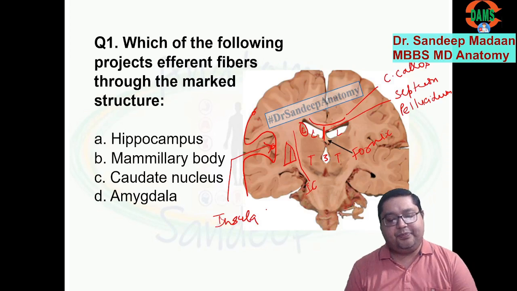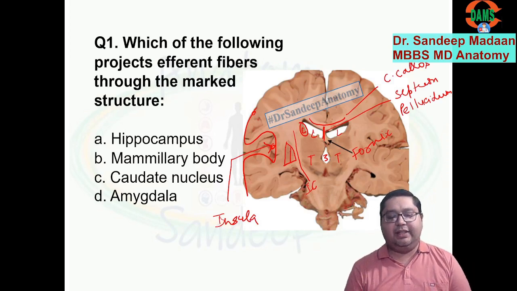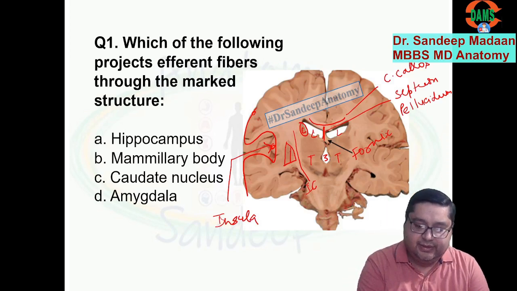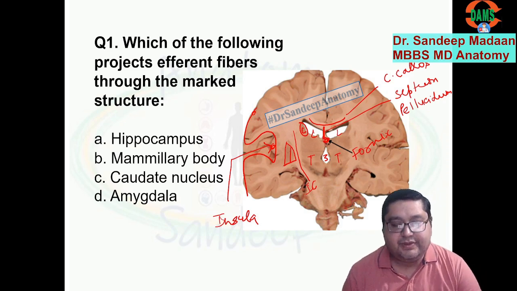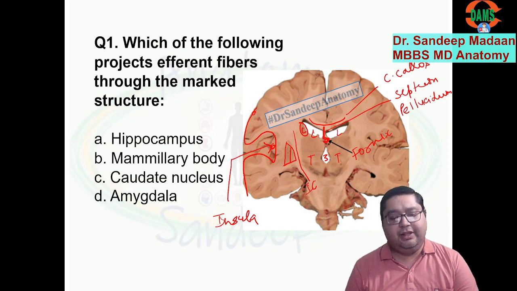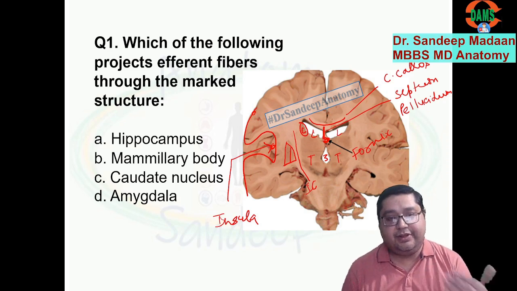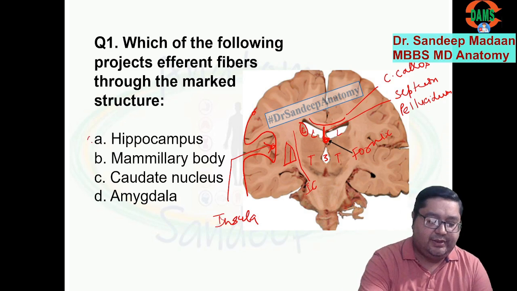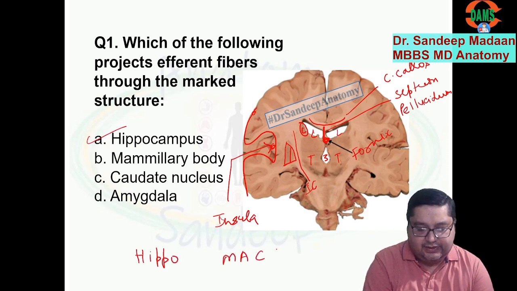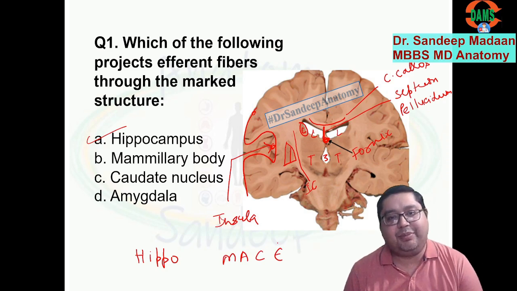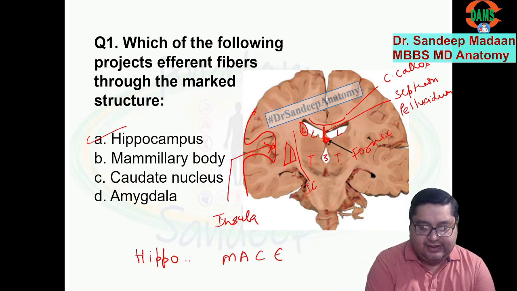Now dear friends, we have understood all the markings over here. The labeling is clear to us, but what was the marking given to us? This fornix was given, and the question says who will be sending the fibers through this, like whose efferent is called as fornix? Very simple answer is hippocampus. And we have one mnemonic that says hippomace. What is hippomace? This is the mnemonic for Papez circuit. Hippocampus will send the fibers to mammillary body via this fornix.